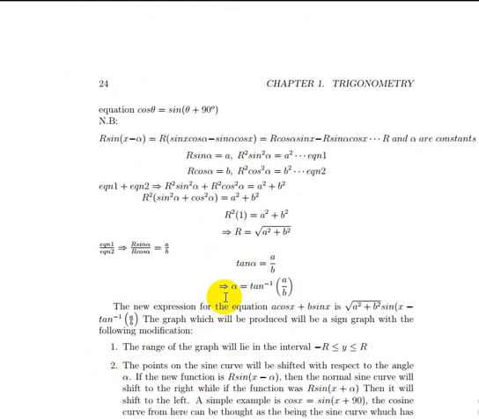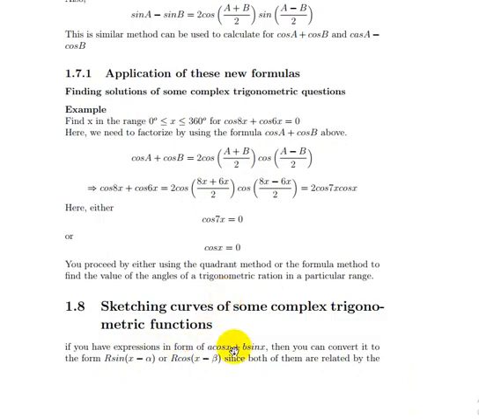Now, let's say you have expressions in this form. You are asked to plot curves of this form: a cos x plus b sine x. Example, if you are asked to plot a curve of the form 7 cos x plus 5 sine x, you're asked to plot that. What are you going to do?